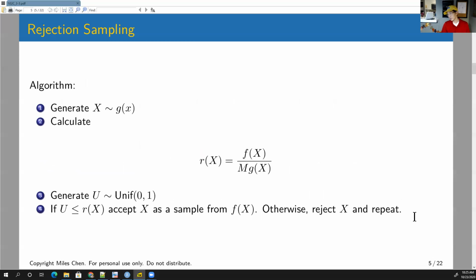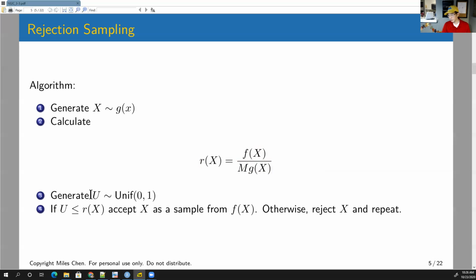Okay, and so this is the algorithm for rejection sampling. You're going to generate values of X, these are our proposed values of X from G. And then you're going to calculate this ratio, which is F of X divided by M times G of X. And this quantity will always be between 0 and 1, because M times G of X is greater than or equal to F everywhere. So F divided by M times G of X will always be between 0 and 1.